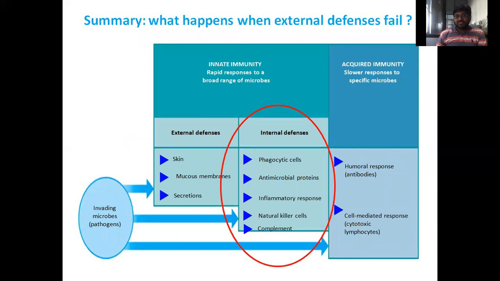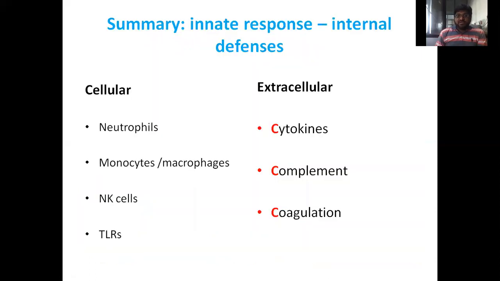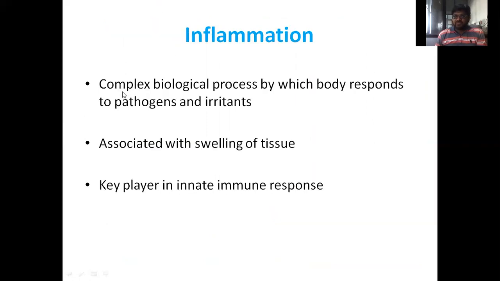What happens when the external defenses fail? We see the innate immunity with the external defenses and the internal defenses with the phagocytosis cells, antimicrobial proteins, inflammatory response, natural killer cells, and the complement. Innate immunity, innate response, internal defenses. So, cellular: neutrophils, monocytes, NK cells, and TLRs. On the other hand, extracellular: cytokines, complement, and the coagulations.